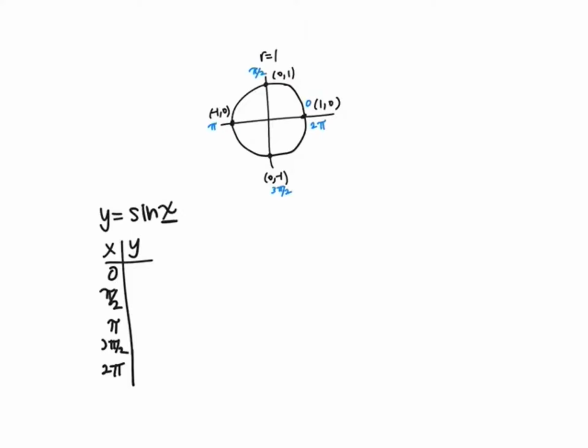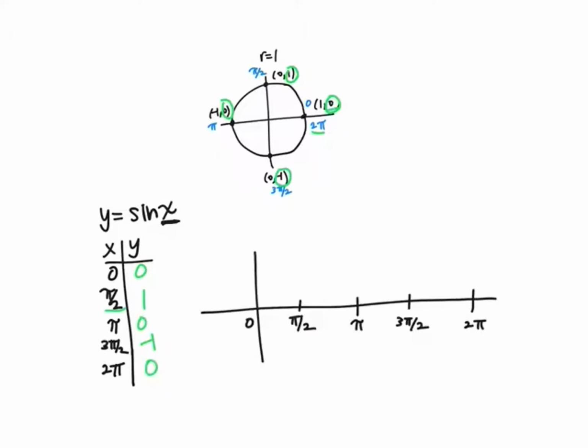So remember, for sine, it's the y coordinates. So my y coordinates will be 0, right? When sine of pi over 2 is 1, sine of pi is 0, sine of 3 pi over 2 is negative 1, and then sine of 2 pi is again 0. I went ahead and labeled the x-axis using 0, pi over 2, pi, 3 pi over 2, and 2 pi. And let's label the y-axis. We're going between 1 and negative 1, so I'll mark that there. Now if I plot these points, I get (0, 0), (pi over 2, 1), (pi, 0), (3 pi over 2, negative 1), (2 pi, 0).